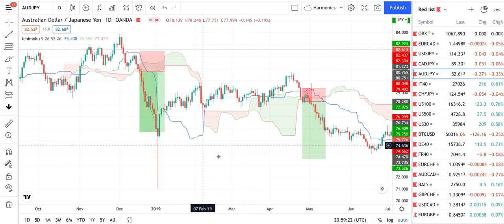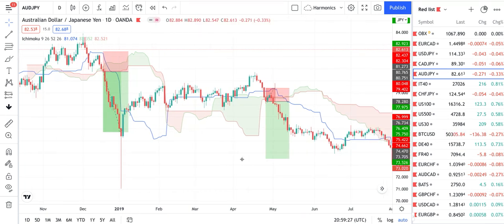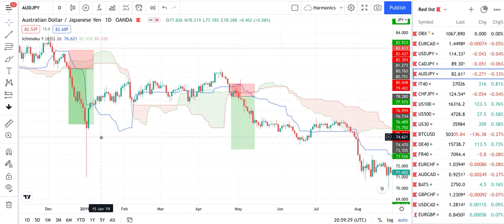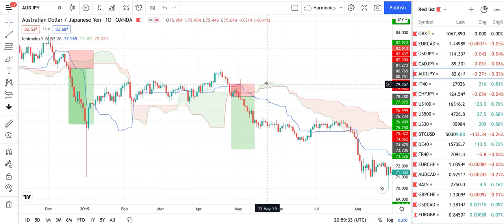Look guys, overall, if you see, we have one successful trade where we made a lot of money. Then we had a stop loss hit, but it's a very small amount of money that we lose compared to how much you gain.